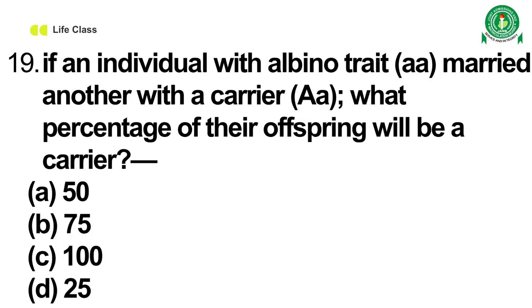This particular question is on genetics. So it reads, if an individual with albino traits, small letter aa, marries another with a carrier gene, which is capital letter A and small letter a, what percentage of their offspring will be a carrier? So we are looking for the percentage that will be a carrier. That means the one that will appear as capital letter A and small letter a. So that is what we call a carrier. If you carry out the crossing, it's a normal monohybrid cross. You will discover that about 50% of the offspring will be carriers, because we have two which will appear as capital letter A and small letter a, and the other two which will appear as other genotypes. So the answer is A, 50.